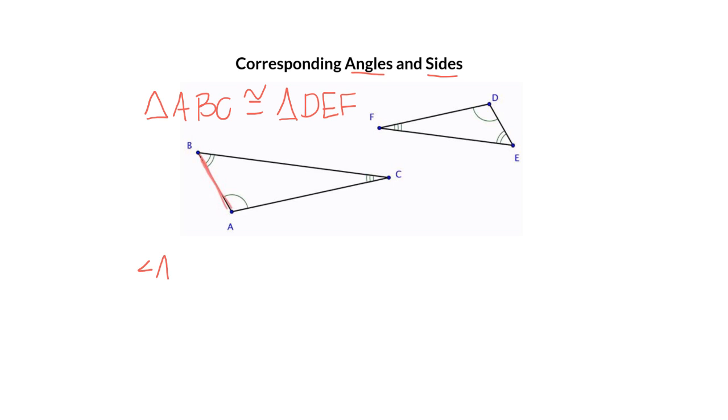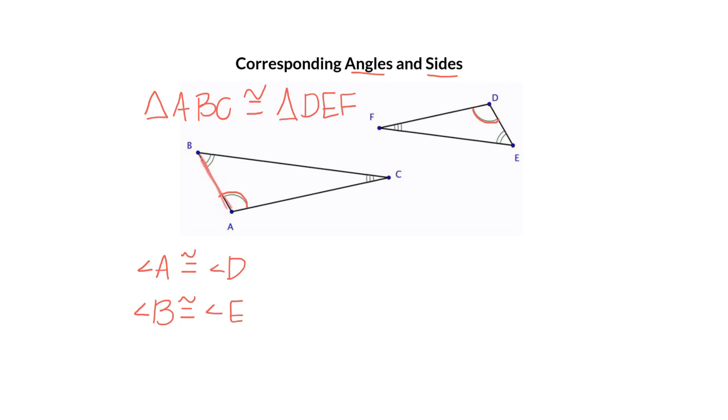So angle A is going to be corresponding with angle D. If you notice, angle A and angle D both have a single arc in their angles, and that means they match. If I wanted to find the next one, angle B, notice that angle B corresponds with angle E.